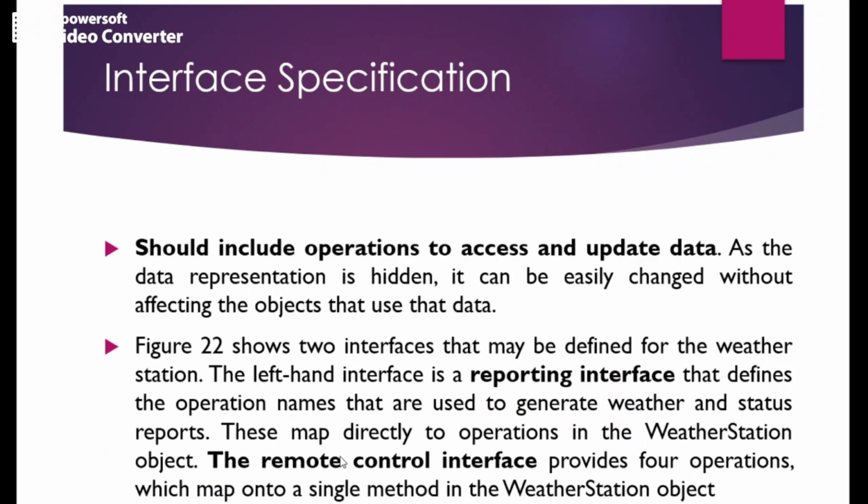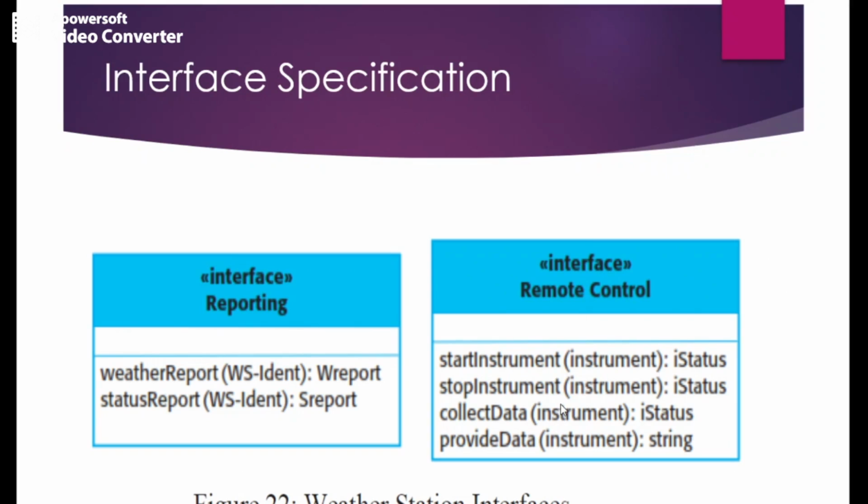These map directly to operations in the weather station object. One more interface you have, that is the remote control interface. It provides 4 operations which map onto a single method in the weather station object. So you can see 4 operations: start instrument, stop instrument, collect data, provide data. Okay. This is about the interface specification.